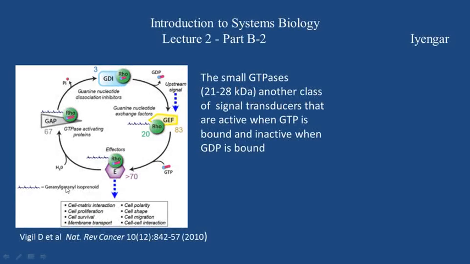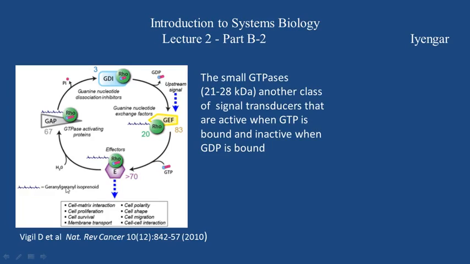So in addition to these large G proteins or heterotrimeric G proteins, there is a very big family of small GTPases, which are about 21 to 28 kilodaltons in size. The typical large G protein is about 90 kilodaltons in size. The alpha subunit is somewhere between 40 and 45 kilodaltons, and the beta gamma another 42 or so kilodaltons.